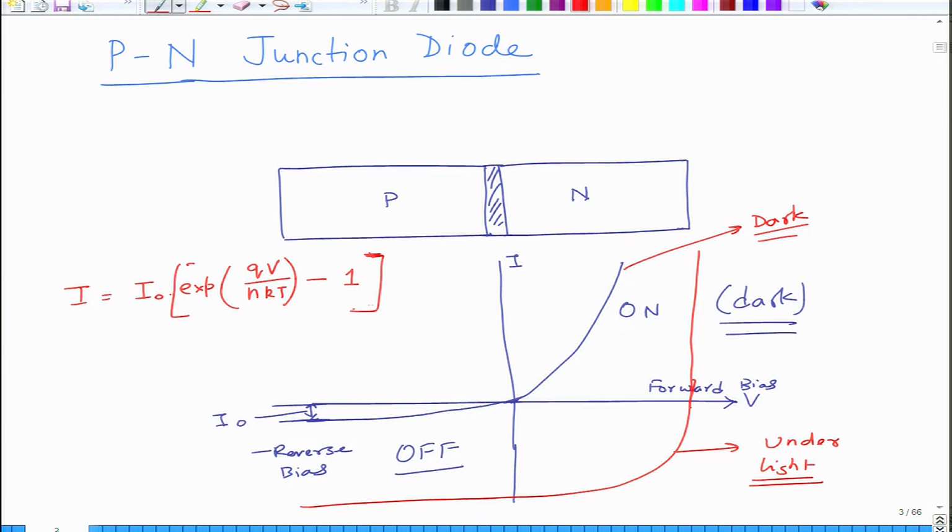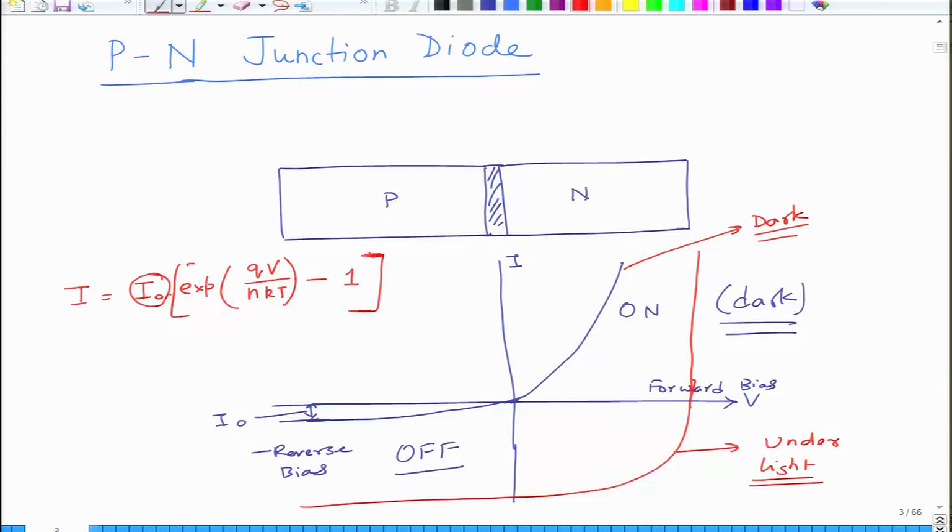So, at reverse bias, this is your saturation current, and as you keep increasing the voltage, the current exponentially increases and you get a very large current from the diode. So, this I naught is the pre-exponential factor, not the saturation current.